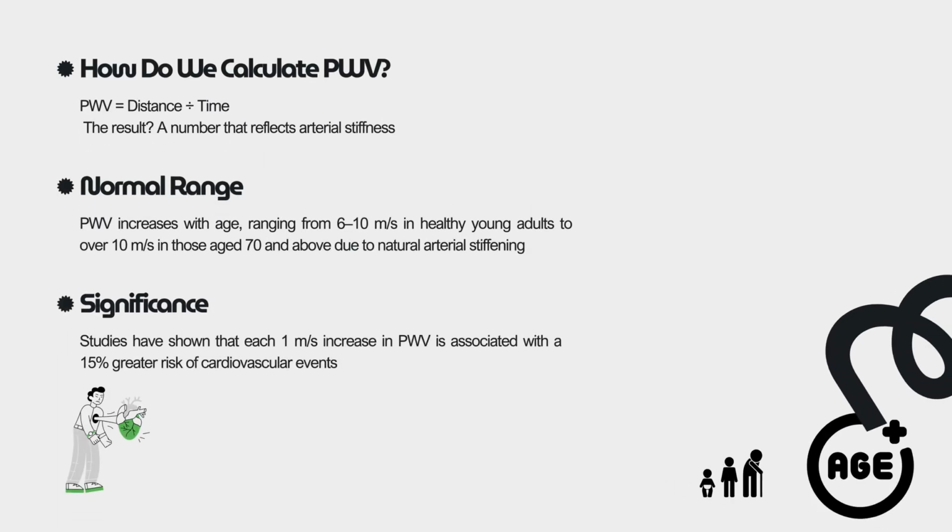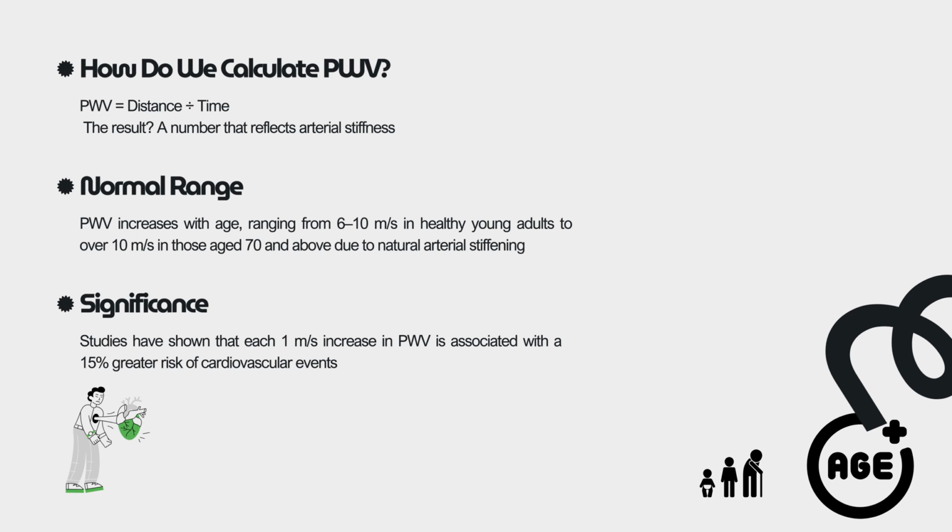How do we calculate PWV? The formula is simple. PWV equals distance divided by time. We measure the distance between two arterial points and divide it by how long the pressure wave takes to travel between them. The result? A number that reflects arterial stiffness.